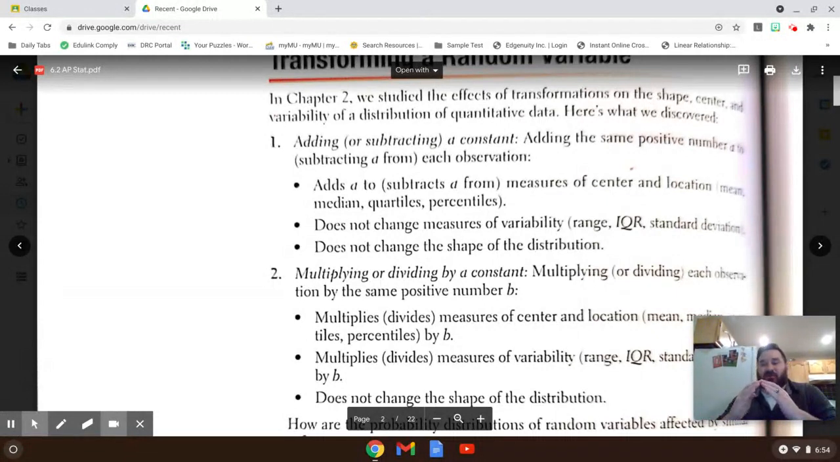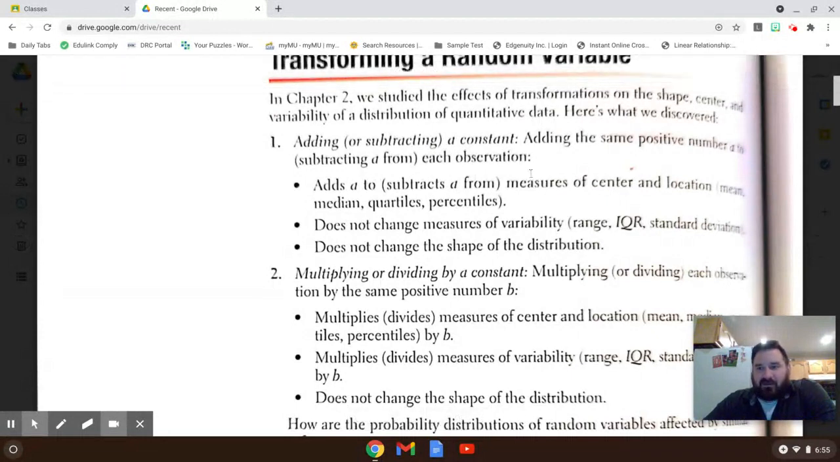And if we added a number to it, it would move up the number line. If we subtracted a number from it, it would move down, but it wouldn't change the shape or anything. Okay, so adding or subtracting a constant, adding the same positive number to or subtracting from each observation. Okay, so add or subtract to measures of center and location, being the mean, the median, quartiles, and percentiles.